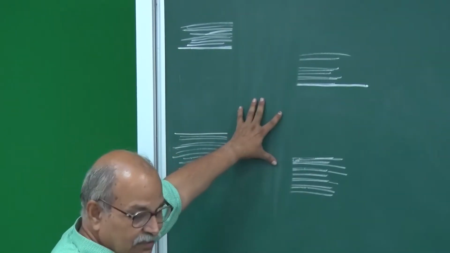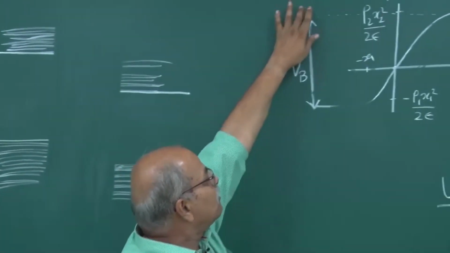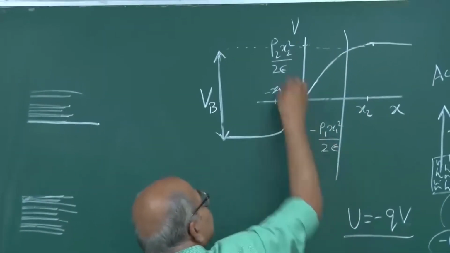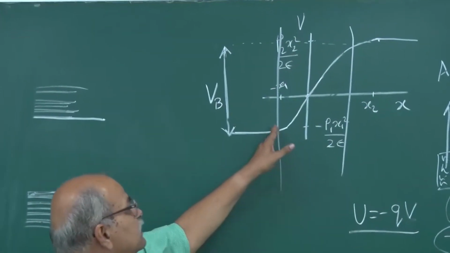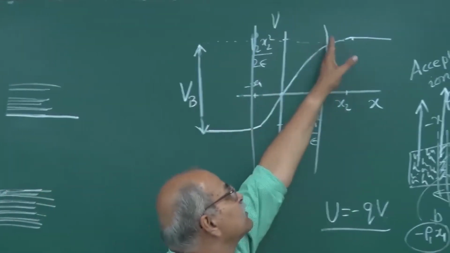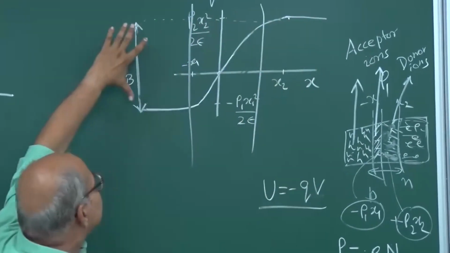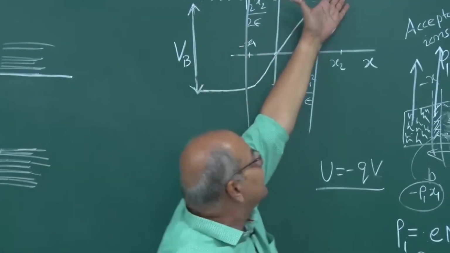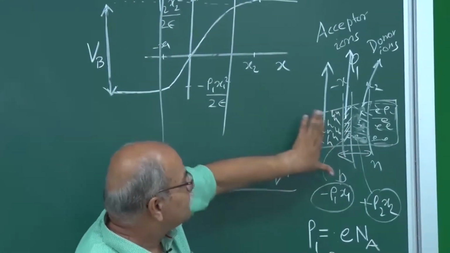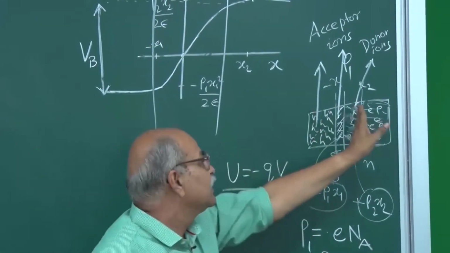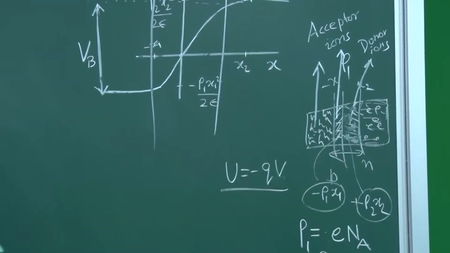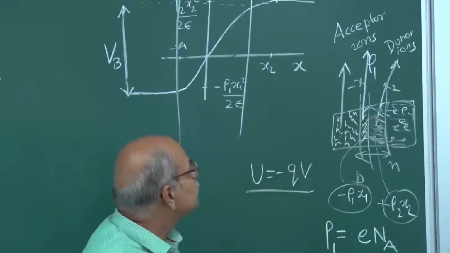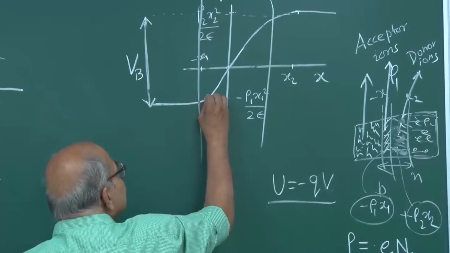Why have I erased this much? Because this much of difference appears only away from the depletion region. Let's say this is the depletion region, after which the potential is constant here, and after which the potential is constant here. So this difference that I have calculated is from here to here. That means well on the left of the depletion layer and well on the right of the depletion layer. So that is this.